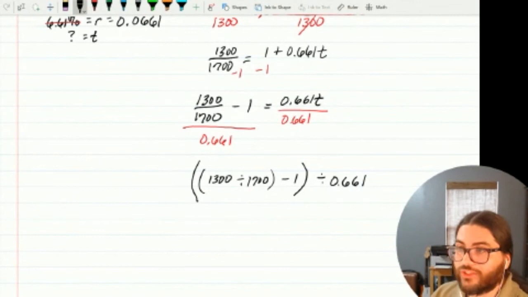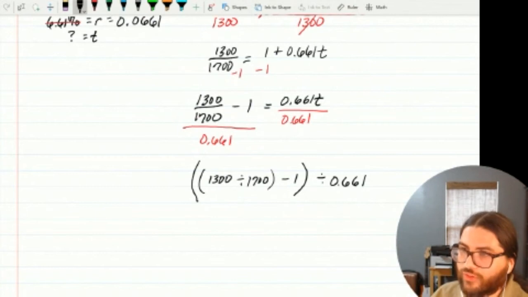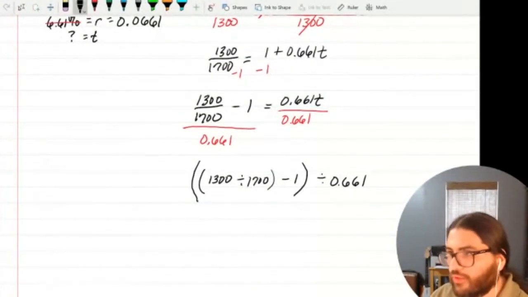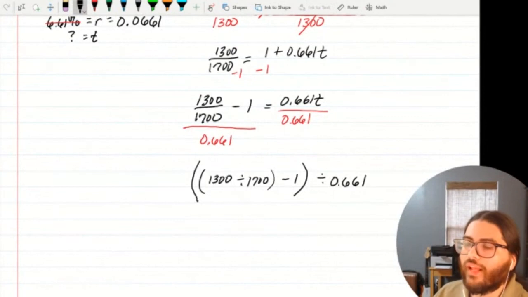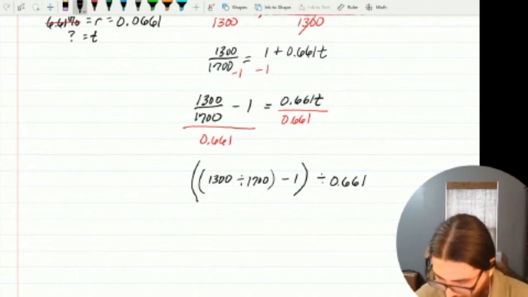Basically, I'm following the order of operations. Right? The order of operations says go inside the fraction. In the top part, I see a division first, then a subtraction. So that's what I've written down, 1300 divided by 1700, parentheses, minus 1. That's division first, then subtraction. And then outside that, do the big fraction, all divided by 0.661.